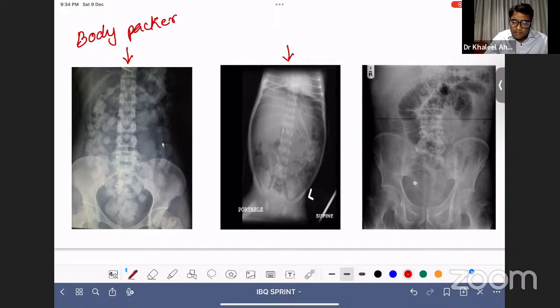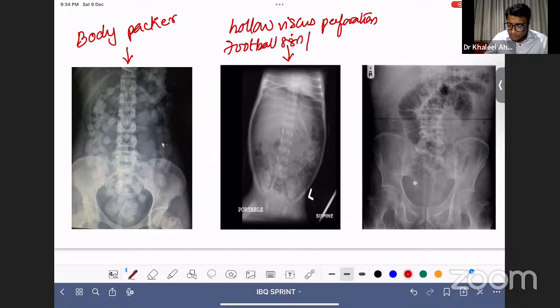This is hollow viscus perforation. This is called the football sign. Or you can also see the inverted V sign of hollow viscus perforation or pneumoperitoneum. What about this radiograph? So this is how we have pneumoperitoneum. What is the third radiograph showing you?